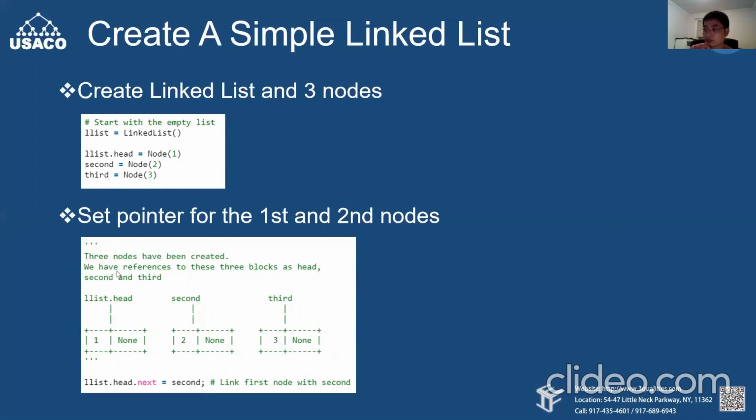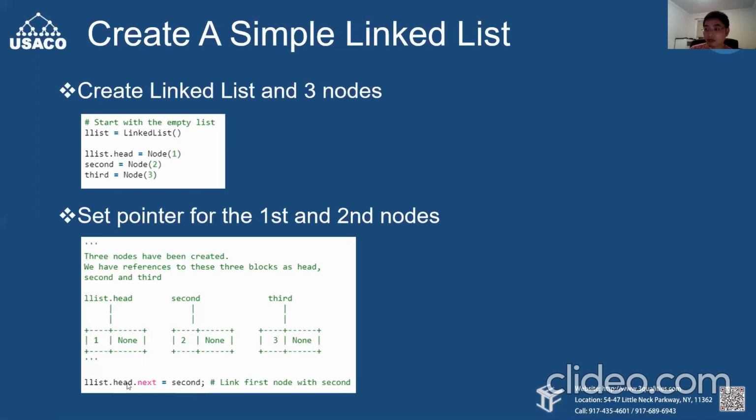3 nodes have been created. We have references to these 3 blocks at head, second, and third. Okay, the head will be pointing to what? The first node. At the beginning, every node is not linked to each other because the next reference is all pointing to None. They are only just created, but they're not linked to each other. Okay, so now we try to link the first node with the second node. We use head.next equals second, basically setting the value of the next reference to the location of the second one, right?